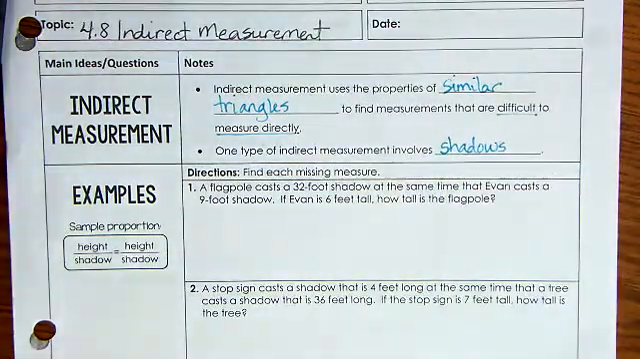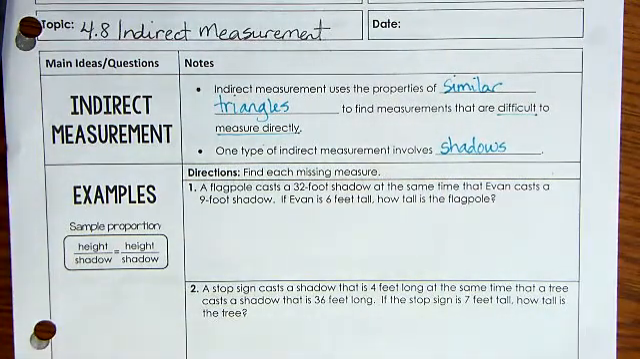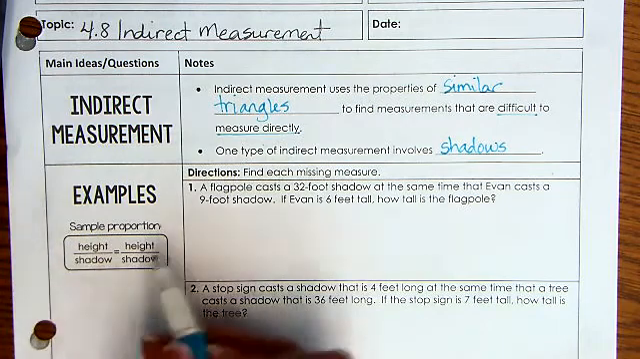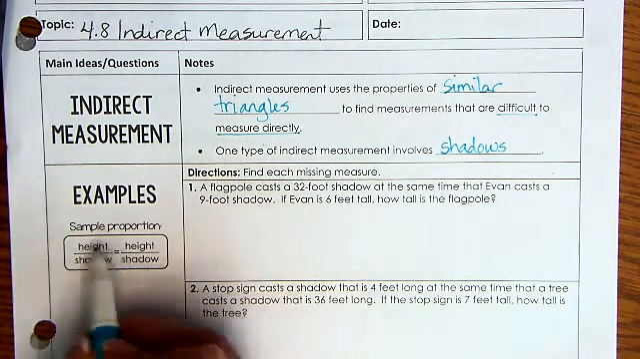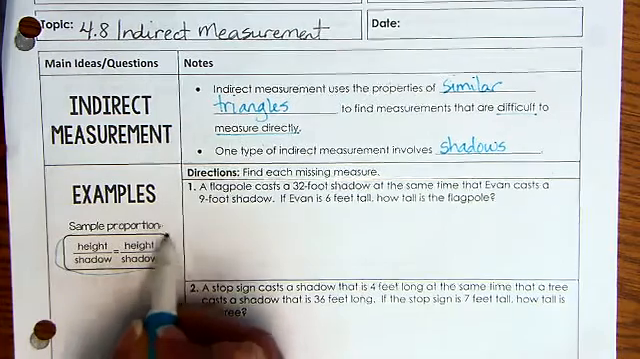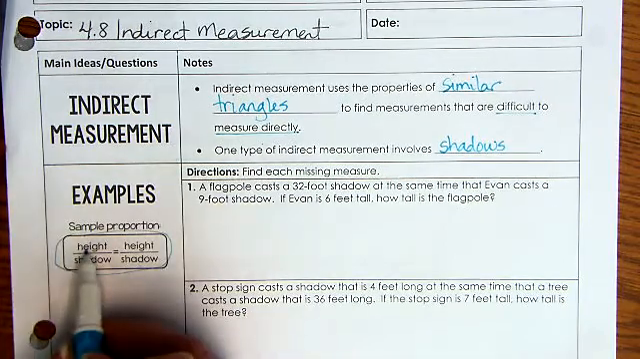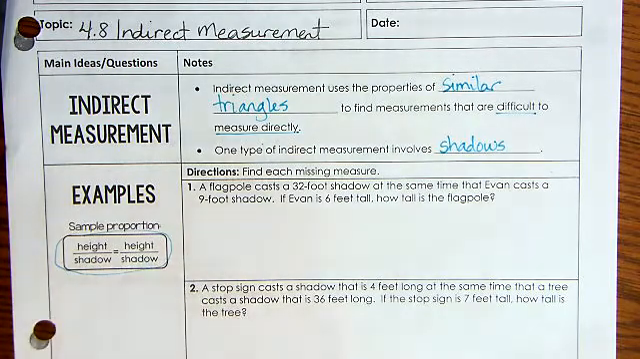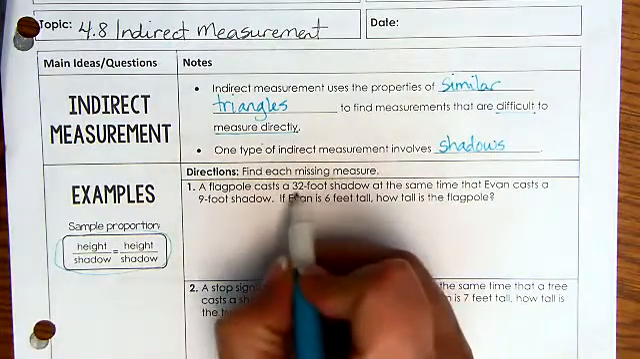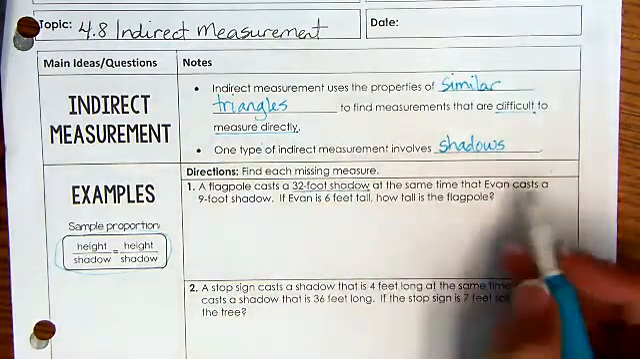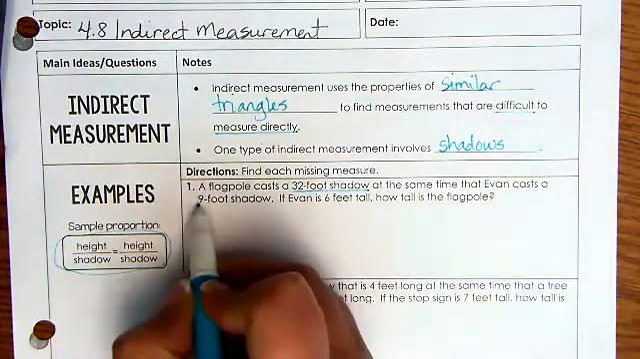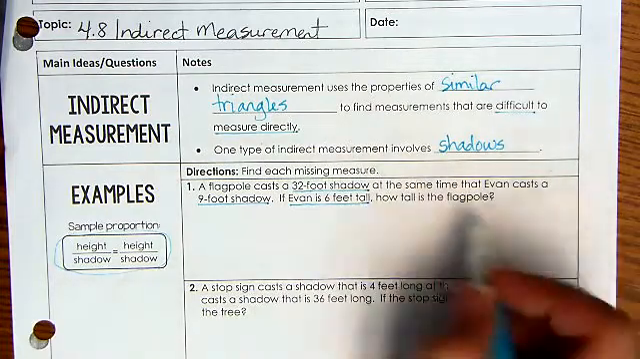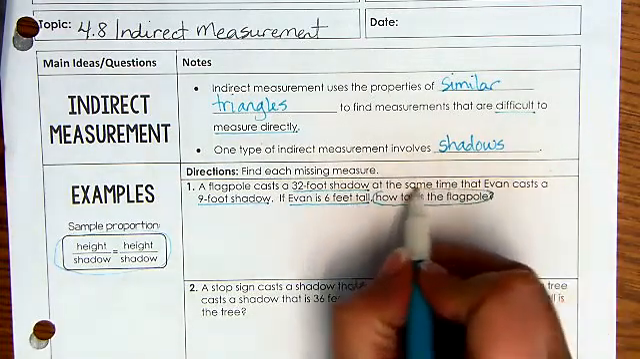Since it's similar triangles, that means we can set up a proportion. The way we think about our proportion doesn't always have to be this way, but if you set up this pattern, it'll help you. Always do the height over the shadow. And remember, what's on top on one side must be on top on the other side. The same goes for the bottom. So here we go. A flagpole casts a 32-foot shadow at the same time that Evan casts a 9-foot shadow. If Evan is 6 feet tall, how tall is the flagpole?